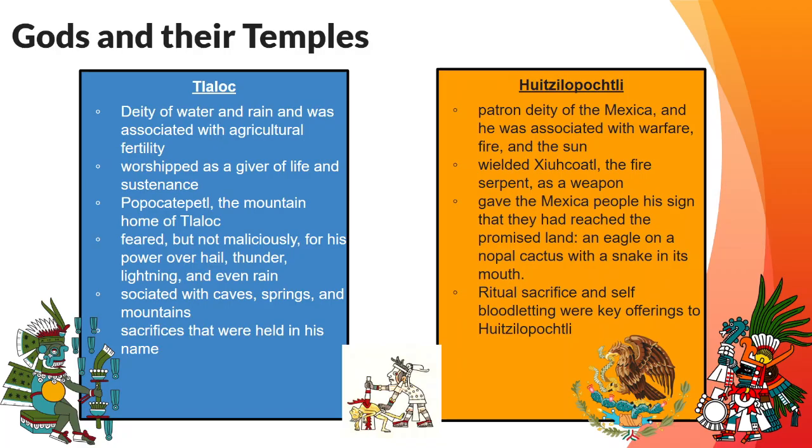The home of Tlaloc is Popocatépetl. Sorry, pronunciation again. But this is one of those mountains that we saw in the previous picture. It is, I believe, a volcanic mountain, and that is said to be his home. He's feared, a pretty intense god, but not maliciously so. It's more that fear and awe because of Tlaloc's power over things like hail and thunder and lightning and rain. He's often associated with caves and springs and mountains.